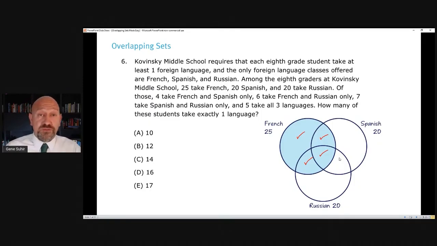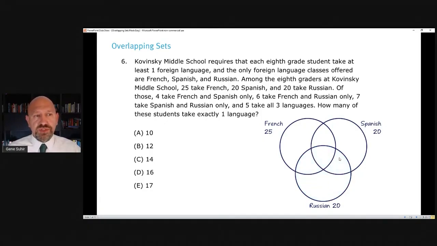Visualize here the ones that do just French, the ones that do just French and Spanish, the ones that do just French and Russian, and the ones that do all three. So that total has to be 25 with all of those regions. Same idea for the Spanish circle. All four of those regions within that circle are going to have to add up to 20. And same with the Russian circle, that all four of those regions are going to have to add up to 20. Now, what are the other pieces we're told that we can fill in?